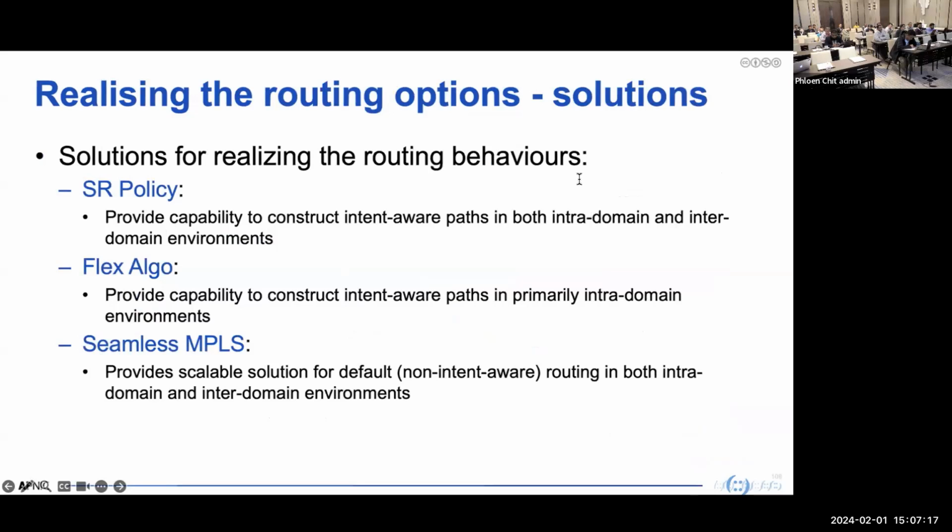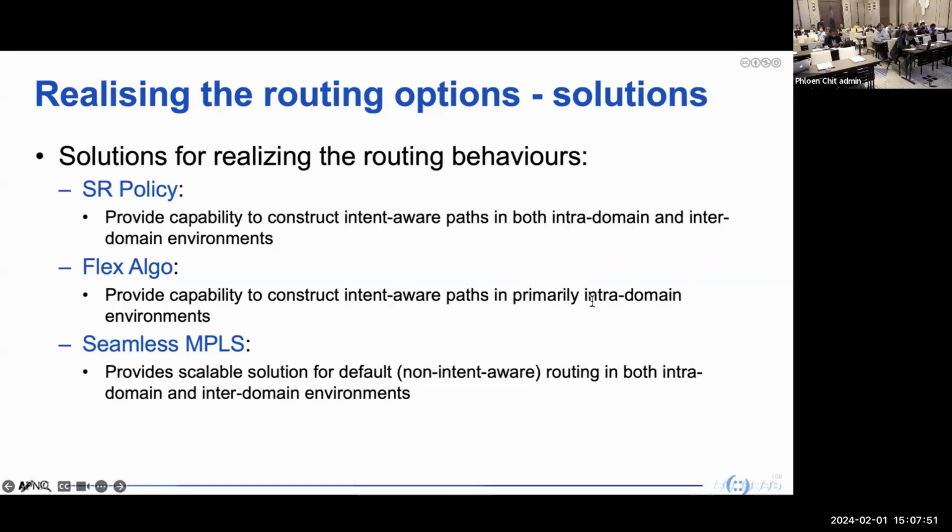To realize the traffic engineering routing behaviors, there are a few solutions that can be used, like SR policy, Flex Algo, and Seamless MPLS. SR policy provides capability to construct intent-aware paths in both intra-domain and inter-domain environments. Flex Algo, or Flexible Algorithm, allows us to create separate topologies that can be used for path calculations. It is an IGP feature and therefore it focuses primarily on intra-domain routing.